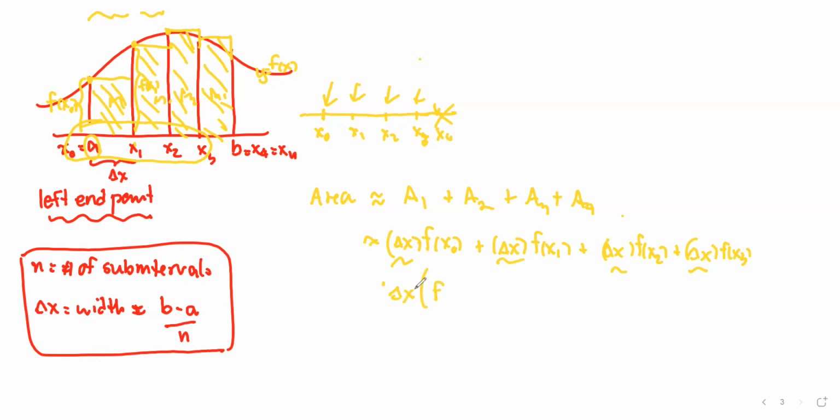So then delta x multiplied by f at x0 plus f at x1 plus f at x2 plus f at x3. So when you work on the problem, and then draw the real number line, you can see very clearly what set of the numbers you're going to use to compute the function value as a height for each rectangle. Okay, so this is the left end, and the right end is similar.